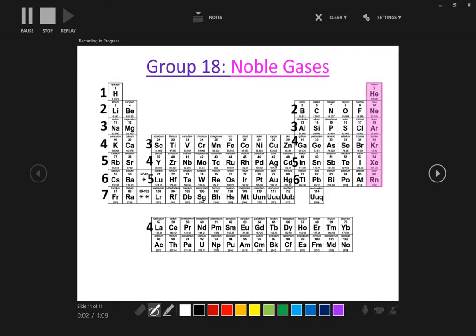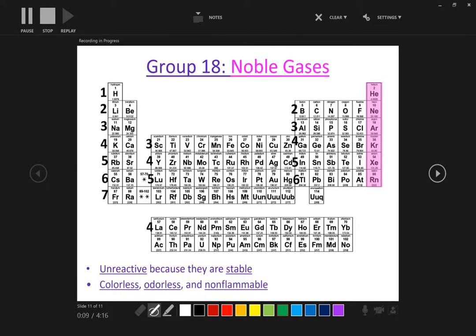And then we have group 18, the noble gases. They are unreactive because they are stable. They are typically colorless, odorless, and non-flammable.